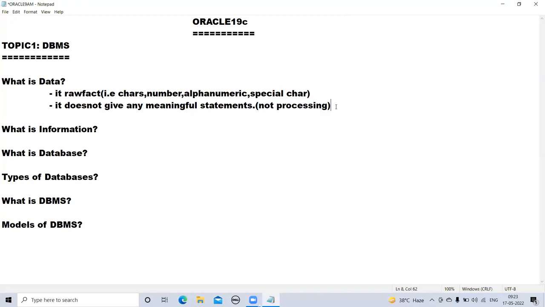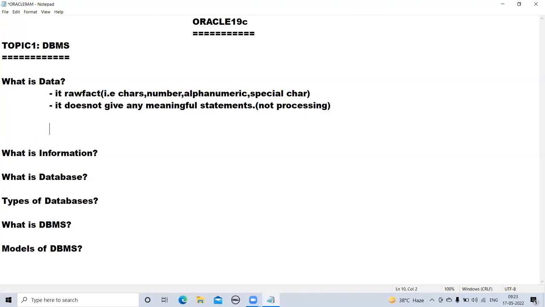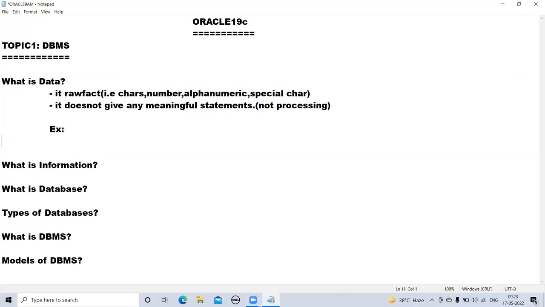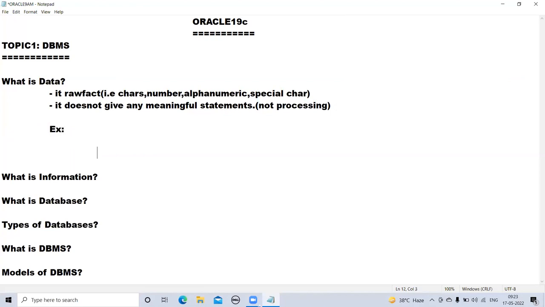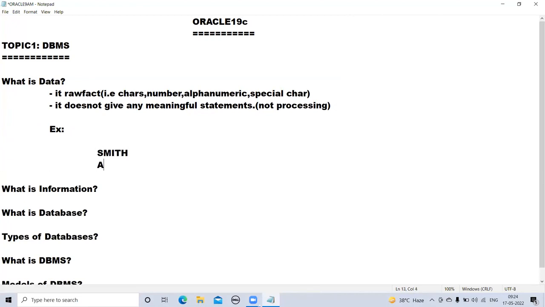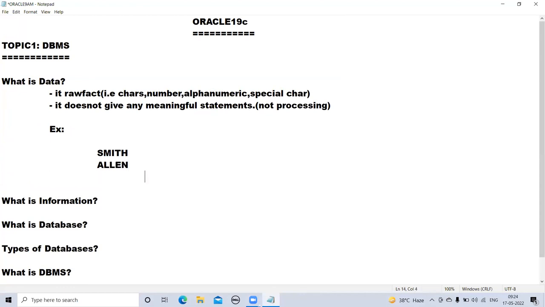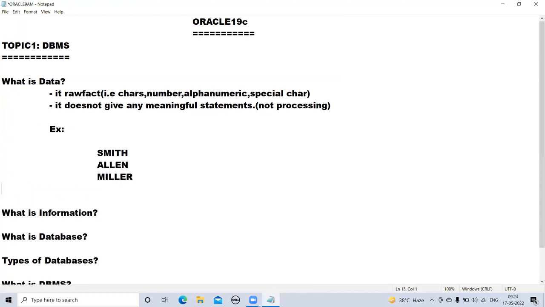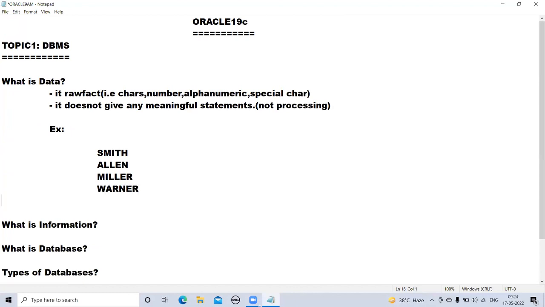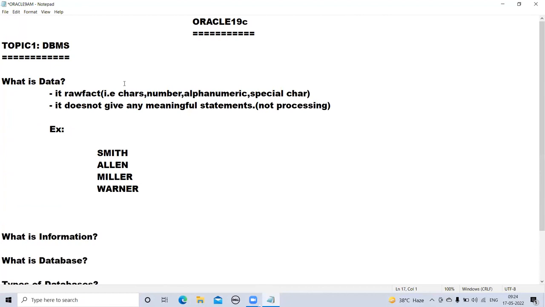Okay, for the best example, I will give it now. For example, let me see, guys. Suppose I'm going to write some characters here. For example, I'm giving some names: Smith, Allen, Miller, and Warner. So these are some characters, and I'm using totally characters here.